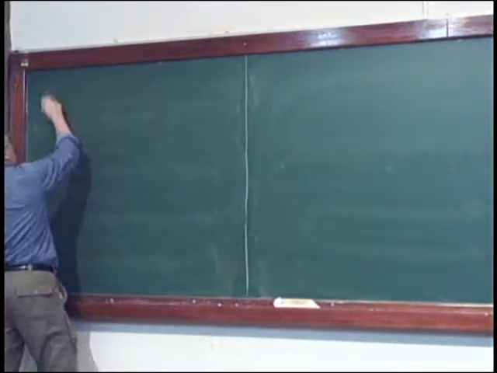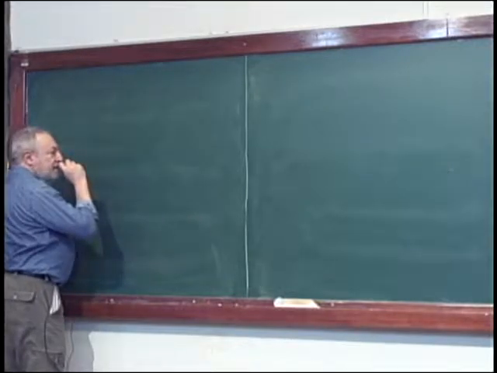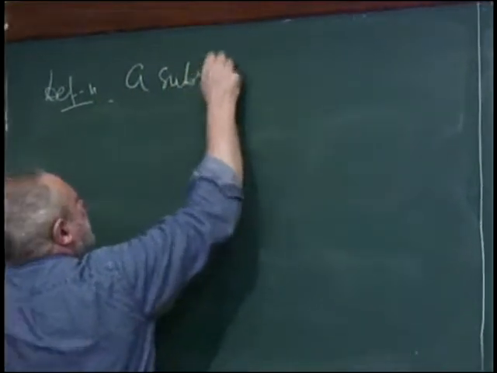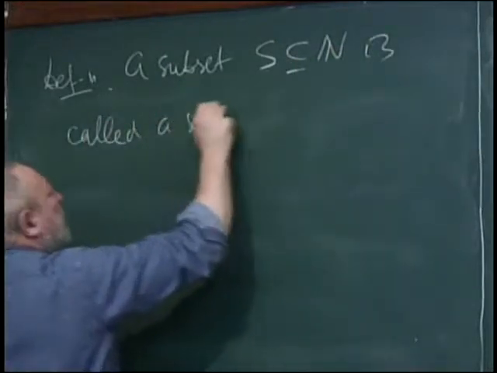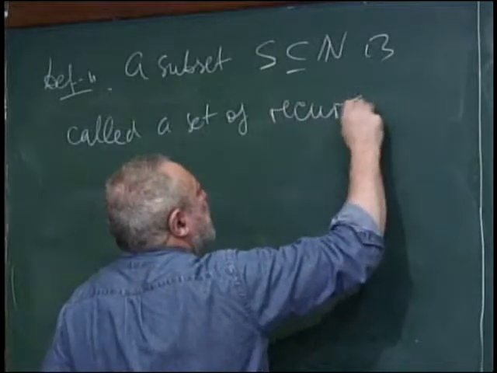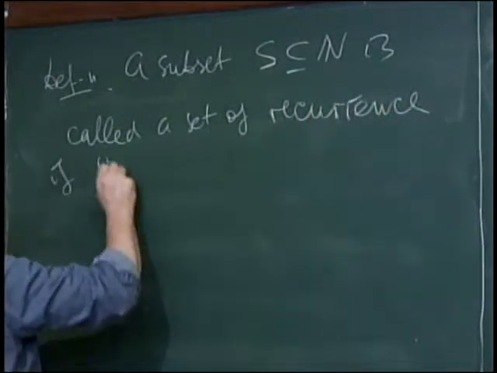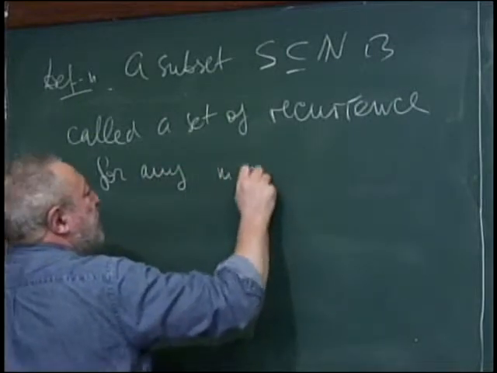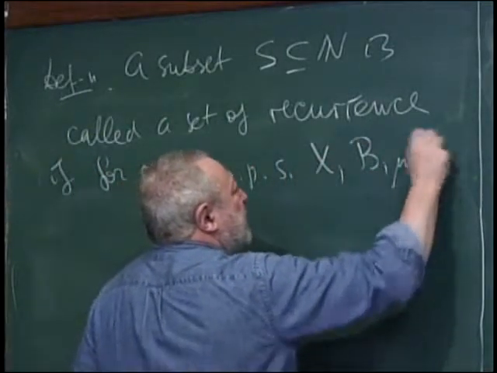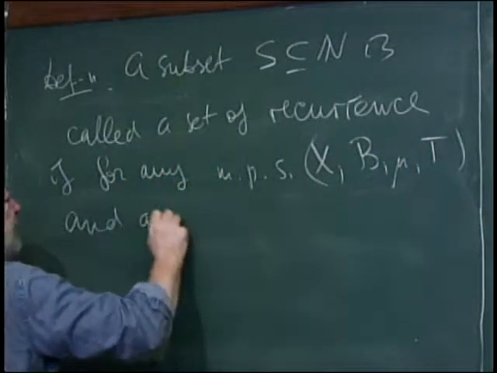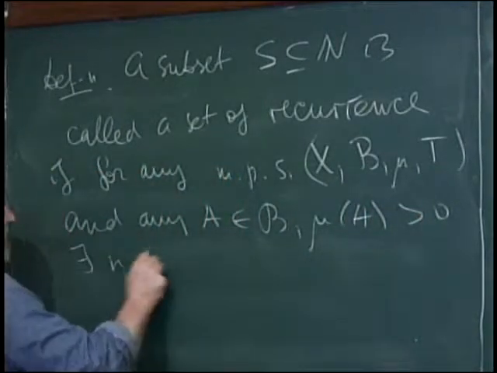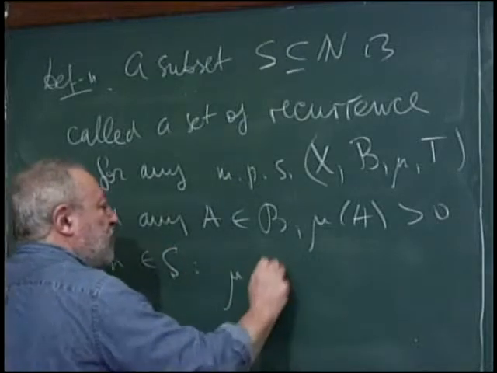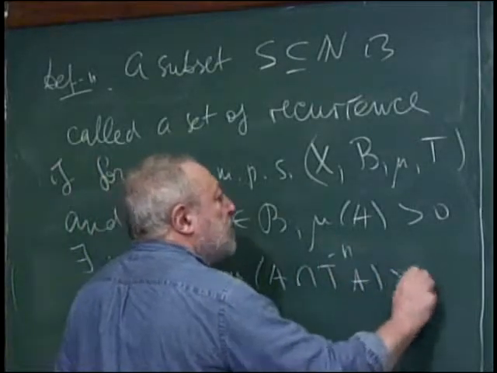So maybe an example. So one more definition. A subset S in N is called a set of recurrence if for any measure-preserving system and any A, there exists n in S such that the measure of A intersection T minus n A is positive.